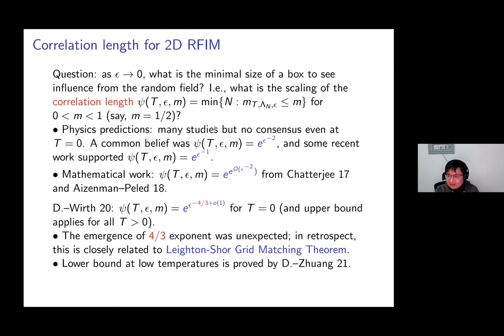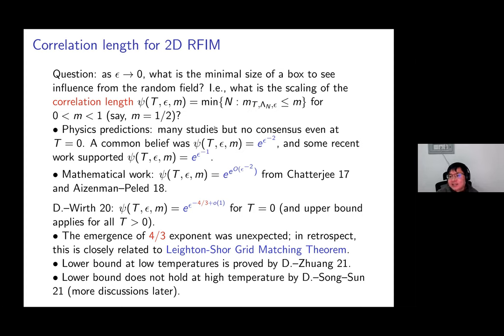Okay, those are some remarks about this 4/3. And I said that in the work with Wirth, we only have the lower bound at zero temperature, and the lower bound at low temperature was proved also recently in my joint work with Zijie Zhuang.